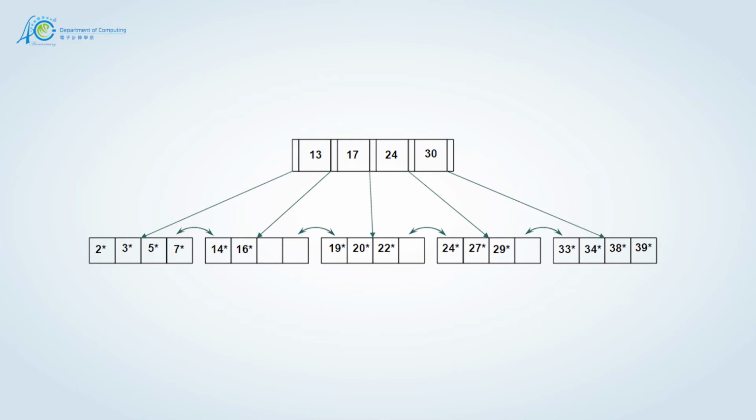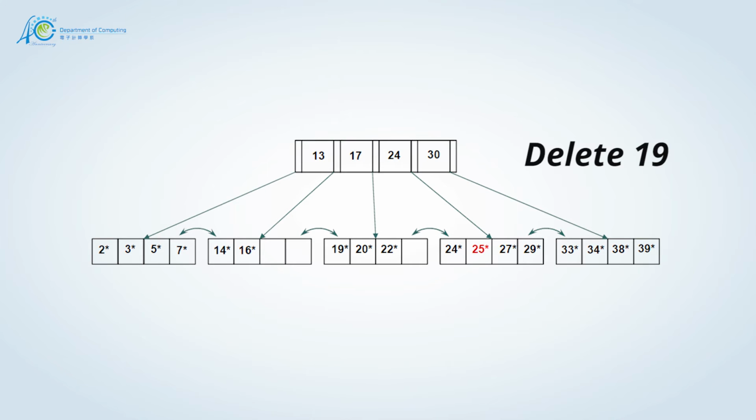So here you can see an example of the B plus tree. When we want to add 25 into this tree, which leaf can we choose? Of course, you can choose the leaf which contains 24, 27, and 29. So you can see that there is enough space for 25, so the operation is already done.